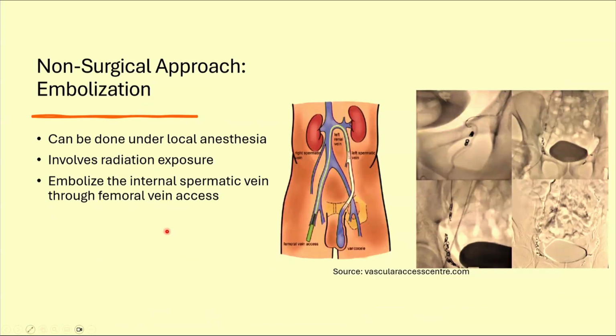The third and last approach I'm going to explain is the non-surgical approach, which is the embolization. It can be done under local anesthesia. I'm not sure how applicable that is to children or adolescents. The downside is that it involves radiation, and it actually embolizes the internal spermatic vein through the femoral vein access.